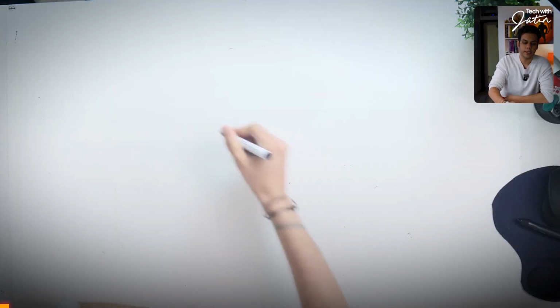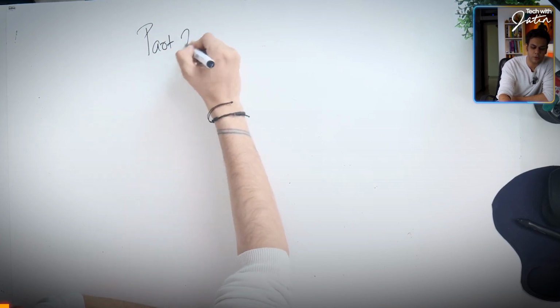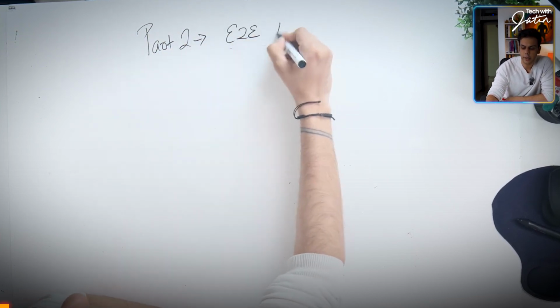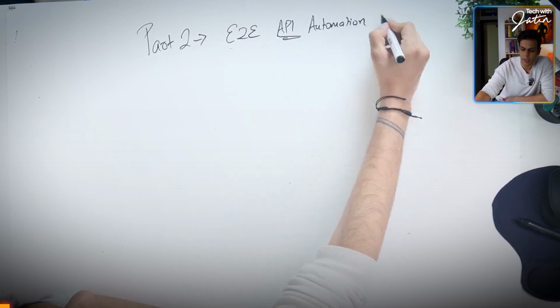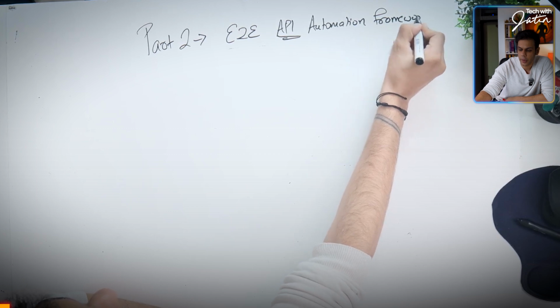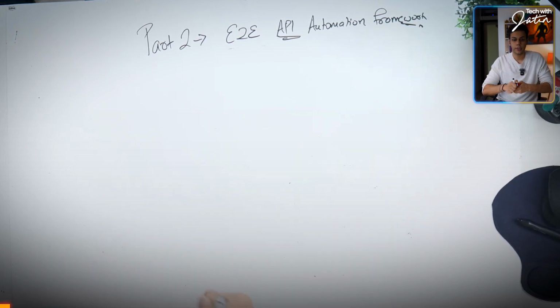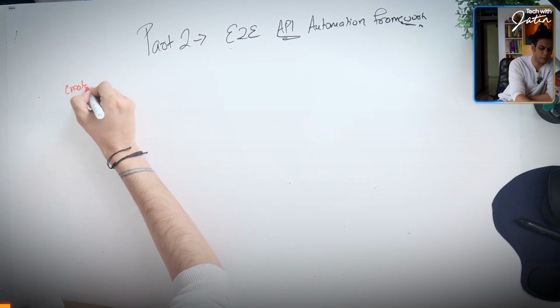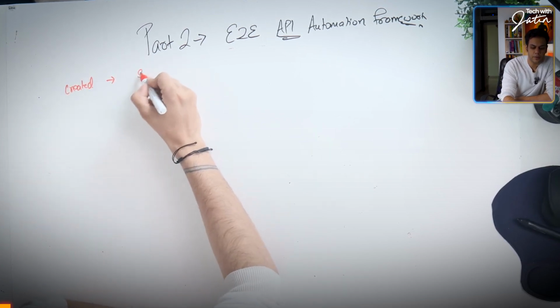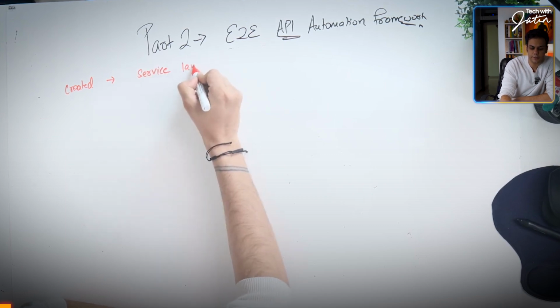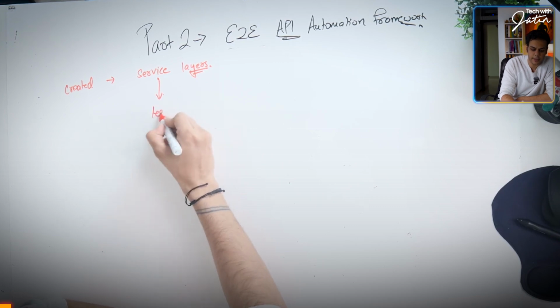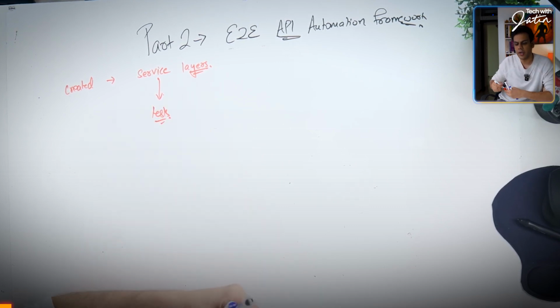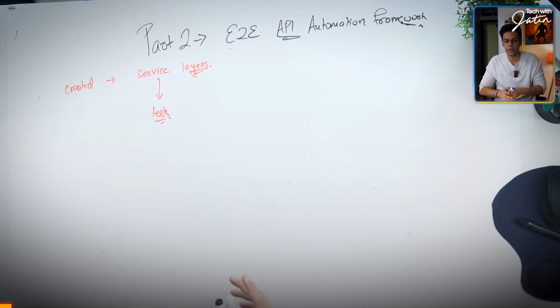See, guys, this is the part 2 of the end-to-end API automation framework. Yes or no? Now, in the part 1, guys, what we did was we created the service layers. Okay? And for these service layers, I have written the tests. Yes or no? So if I have to talk about the structure of my automation framework, let me just draw it for you guys.